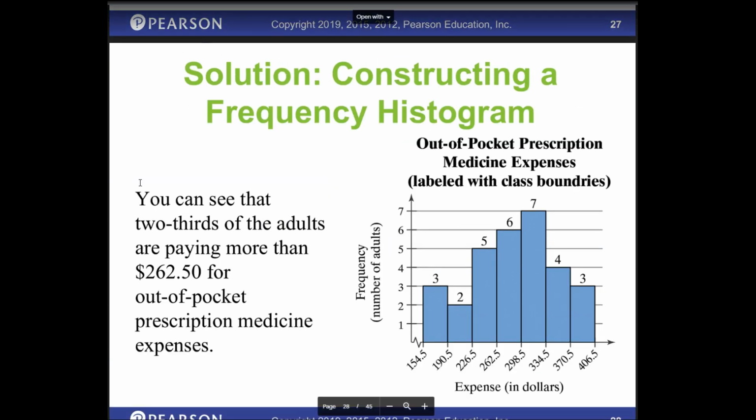And then over here you can see that 2/3 of the adults are paying more than $262.50 for out-of-pocket prescription medicine expenses. As you can see over here, the graph says so.